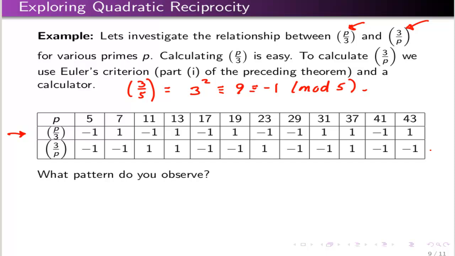And now compare these two rows, p over 3 and 3 over p. What pattern do you observe? You can pause here if you want to try to discover it on your own. So what we observe is that you get the same value here. Let's try to find where we get the same value.